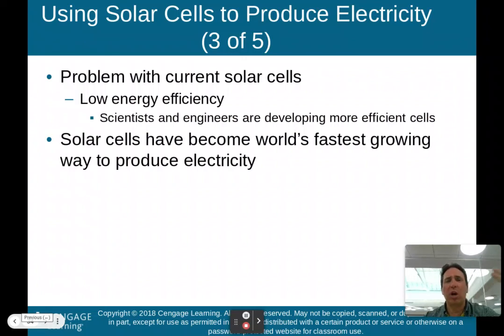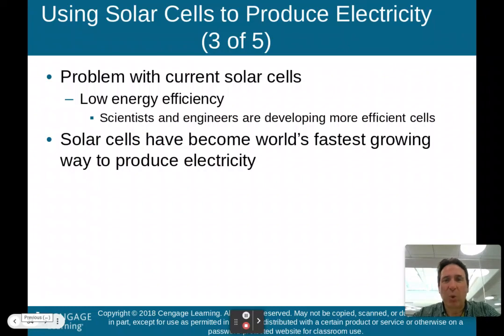But what are the problems with our current solar cells? Again, right now, the energy efficiency is rather low. Scientists and engineers are developing more efficient cells. So again, this is where you can make some money, right? Maybe you can come up with the most efficient solar cell, and I guarantee if you do, you will be a very rich person, all right? So maybe, again, just think about ways that you guys, going out into the workforce, if you are going into environmental science, maybe you can come up with a very efficient solar cell.